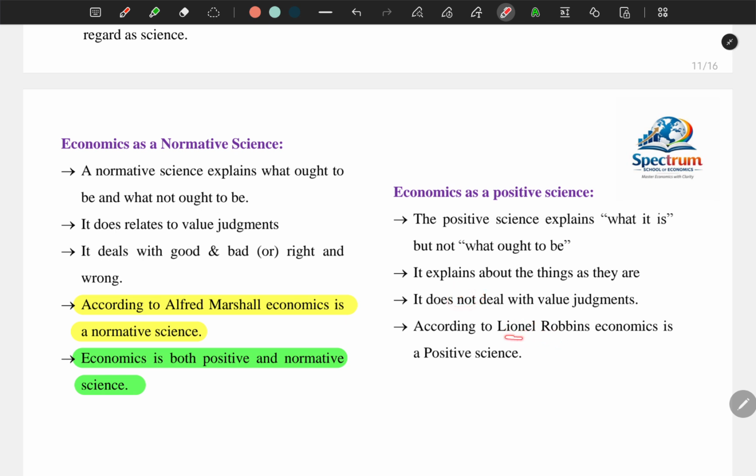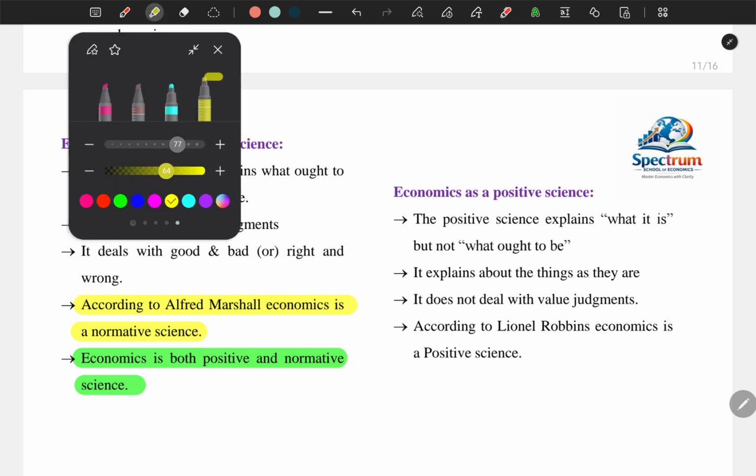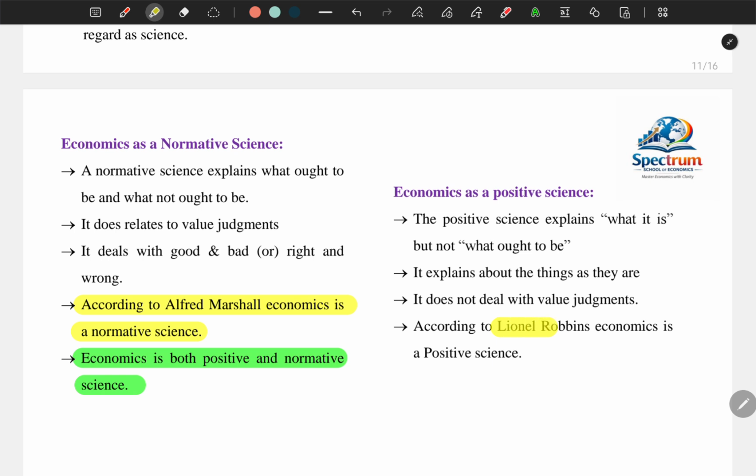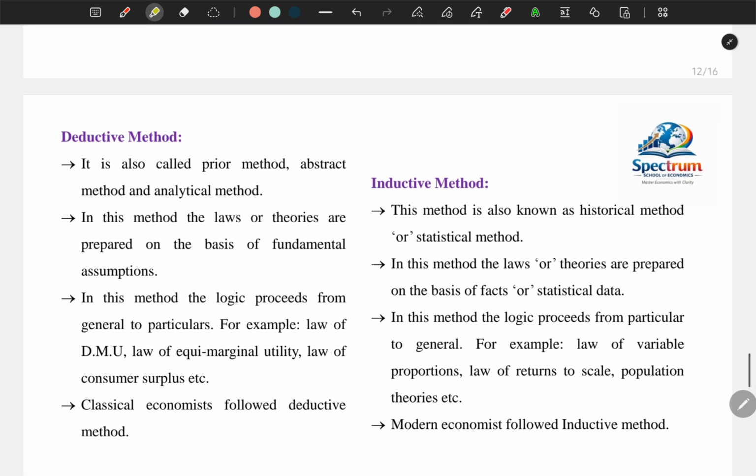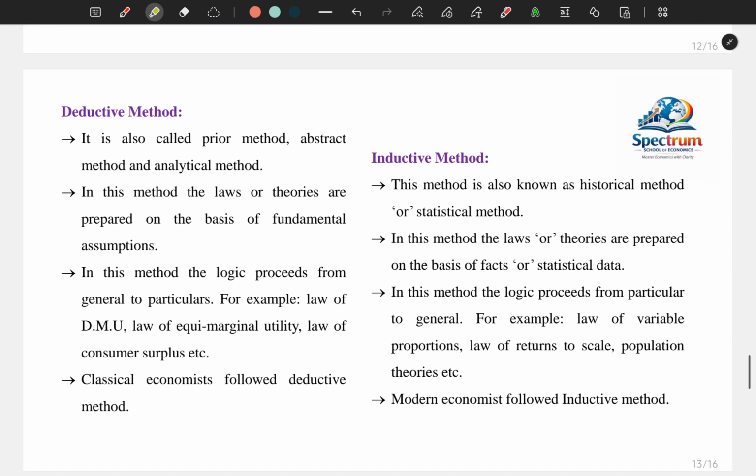According to Lionel Robbins, economics is a positive science. This also you can note in your book. Lionel Robbins regarded economics as a positive science. Then economics as a deductive method or inductive method. As a deductive method, it is also called a priori method, abstract method, or analytical method.